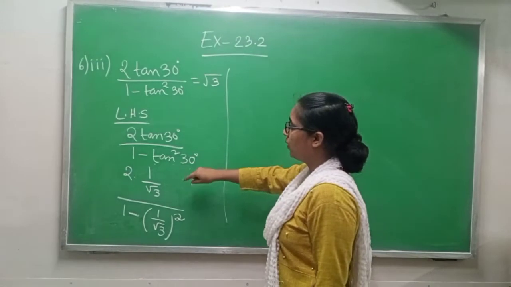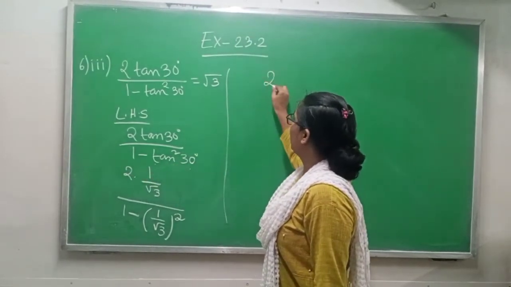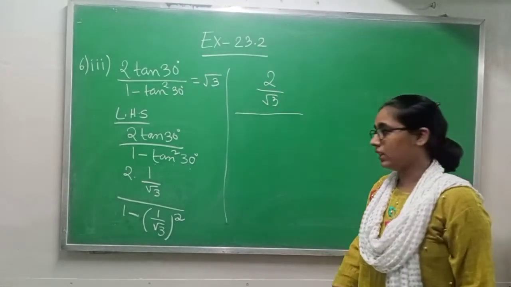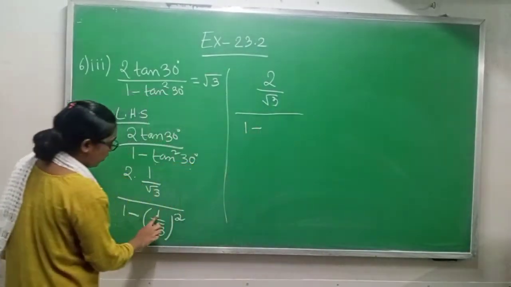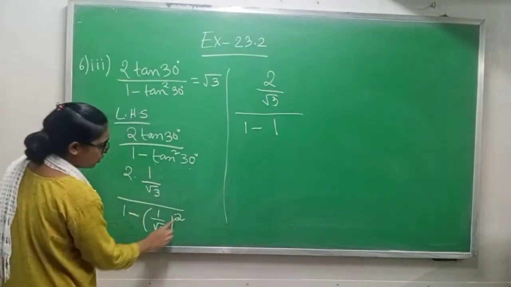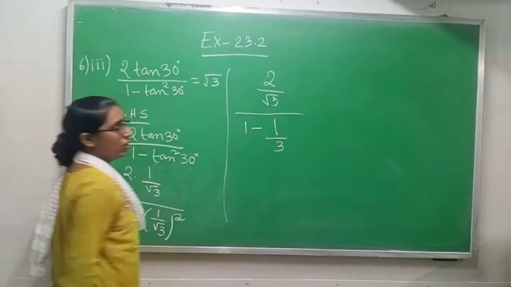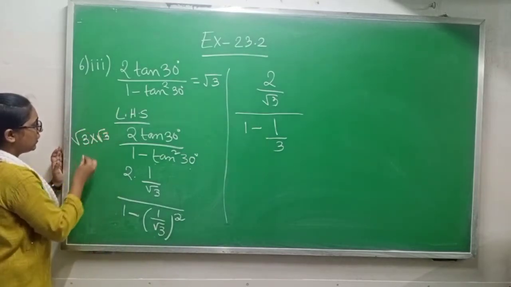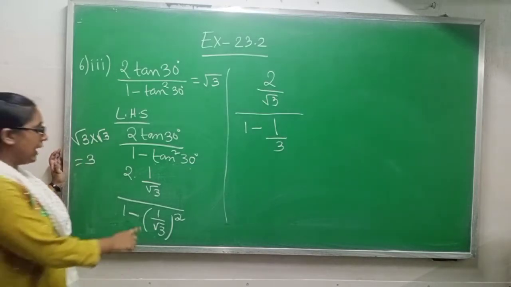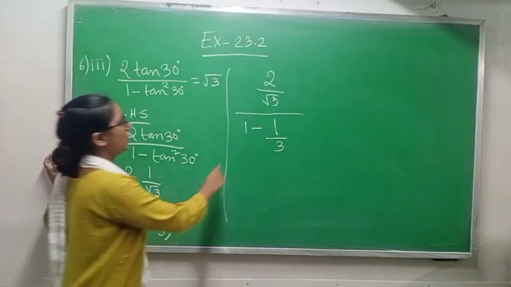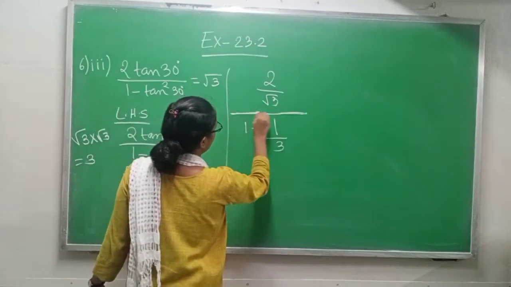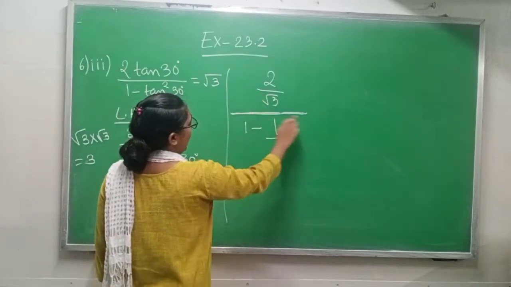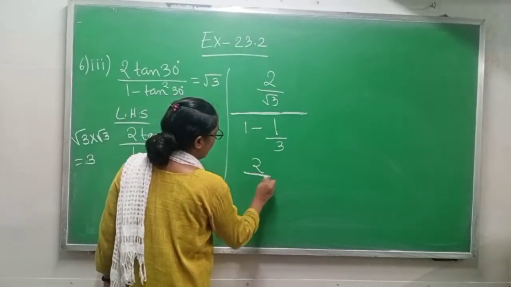Now come here, how will we solve? 2 into 1 is 2, and root 3 will remain as it is. Now the division sign: 1 minus 1 square will give you 1, root 3 square will give you 3, because root 3 square means root 3 into root 3, which gives 3. I told you in the last class also, whenever you have division, please make it larger so that you can distinguish between this sign and this division sign. 2 by root 3.